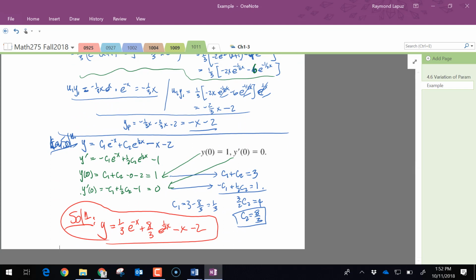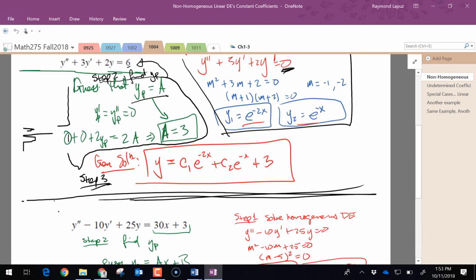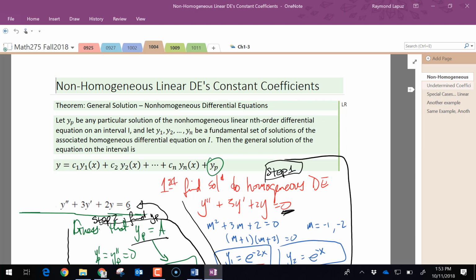Yeah, because they'll probably give you one where you can't use undetermined coefficients. Well, because all you have to do is look for 3 things: a polynomial, exponential, or sine or cosine. If the right-hand side is none of those, then you have to use this. For undetermined coefficients, they only take polynomials, exponentials, and sine and cosine.